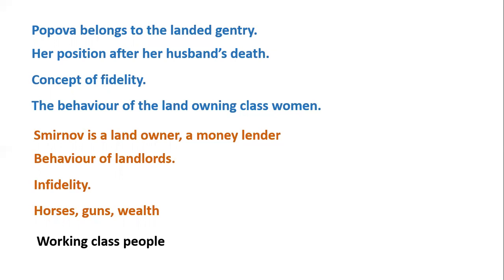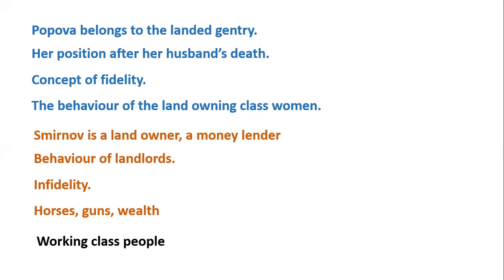There we see Popova as an arrogant, landowning lady. She stays at home after her husband's death. She says she has no life without him. Here Chekhov reveals the position of a woman in a male-dominant society. At that period in Russia, we had a male-dominant society. He focuses on the concept of fidelity here. According to Popova, it is the tradition of their society. What society? That means landowning society.